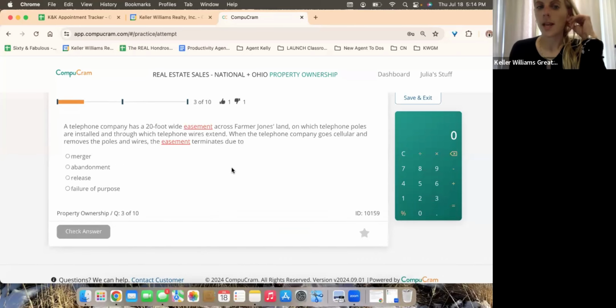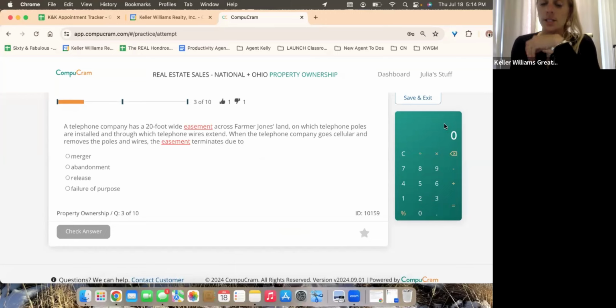A telephone company has a 20-foot wide easement across Farmer Jones' land on which telephone poles are installed and through which telephone wires extend. When the telephone company goes cellular and removes the poles and wires, the easement terminates due to A, merger, B, abandonment, C, release, or D, failure of purpose.